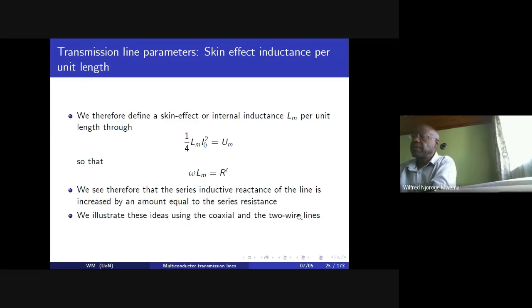But fortunately, in most cases, that Lm is usually much smaller than the self-inductance of the line, or the external inductance of the line, which we replace by L prime, for many of the frequencies that we'll be interested in driving that line with. So we can illustrate these ideas using the coaxial and the two wire lines to get a feel of the magnitudes that we are talking about.